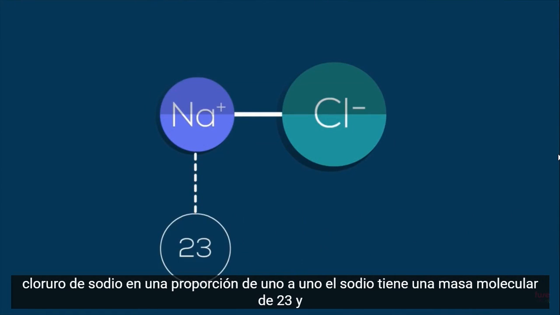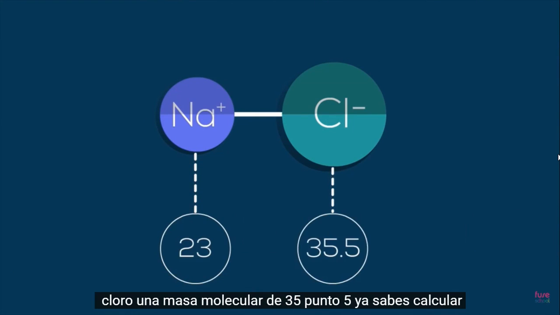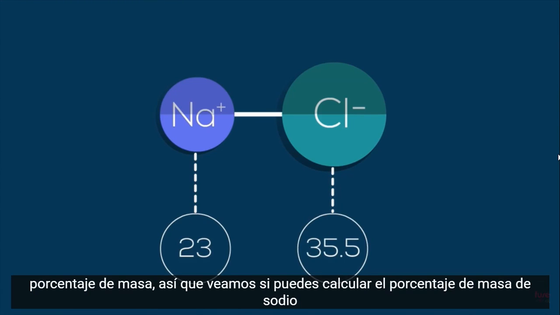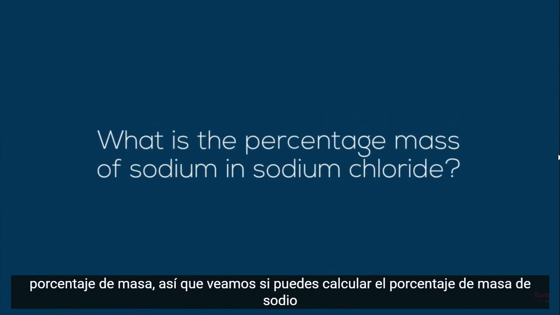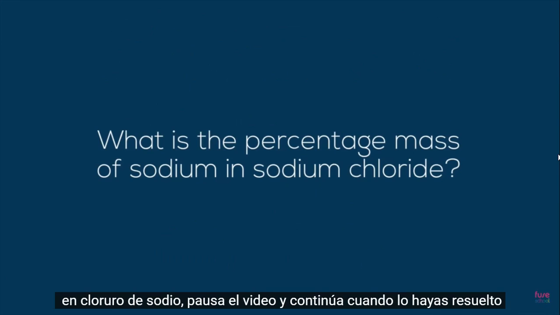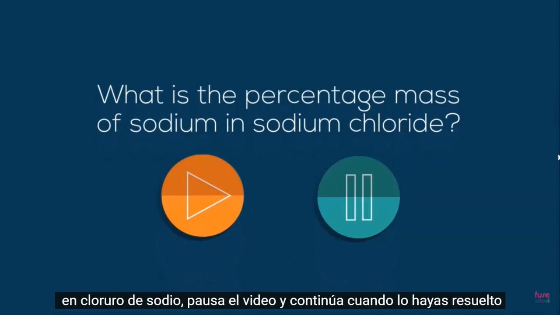Sodium has a molecular mass of 23 and chlorine a molecular mass of 35.5. You already know how to calculate percentage mass, so let's see if you can figure out the percentage mass of sodium in sodium chloride. Pause the video and resume when you've worked it out.